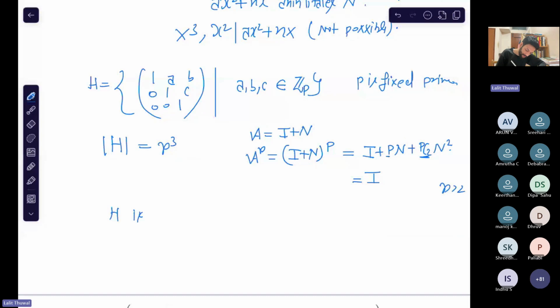H is a group, non-abelian. Okay, non-abelian, and what did you get? Each non-identity element has order p. That will be very helpful for you. Okay, so a group of order p square is abelian, a group of order p is abelian, but a group of order p cube need not be abelian. Okay, we might have non-abelian groups of order p cube, and there is an example.